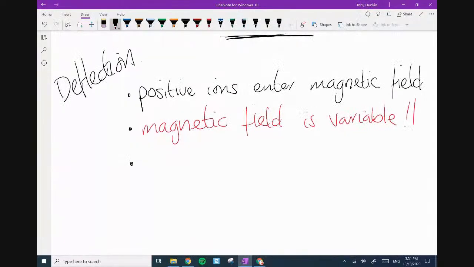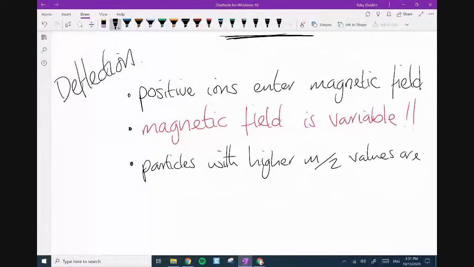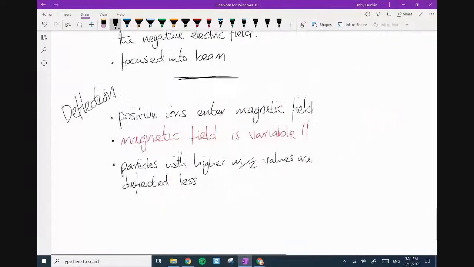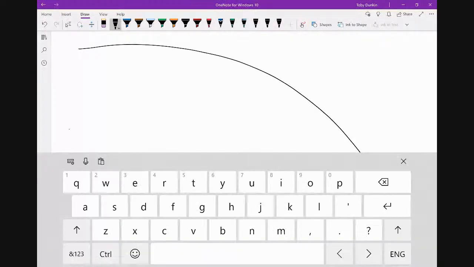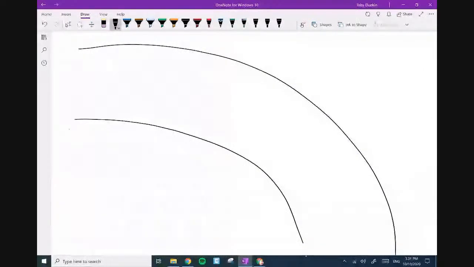Particles with higher m/z values are deflected less. Cool. Right, so let's look at what that looks like. It looks like this. Three particles entering it, and they're entering into this magnetic field.